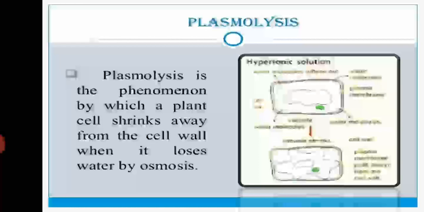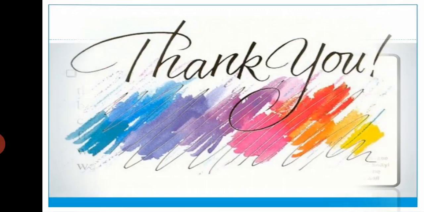When the medium surrounding the cell has a low concentration of water, what happens? The water moves out of the cell. As a result, the cytoplasm of the cell shrinks away from the cell wall, or the cell shrinks. This process is called plasmolysis. That means when the cell loses water, the cytoplasm shrinks away from the cell wall. This process is called plasmolysis.